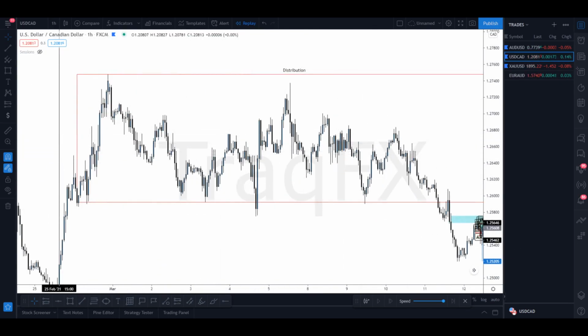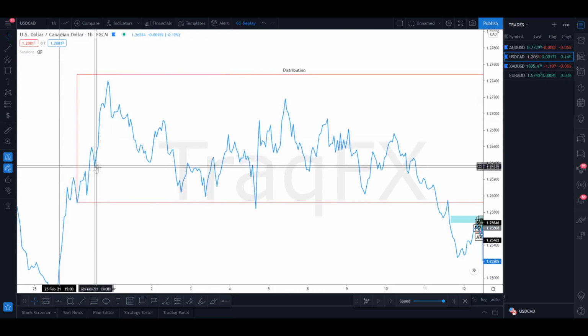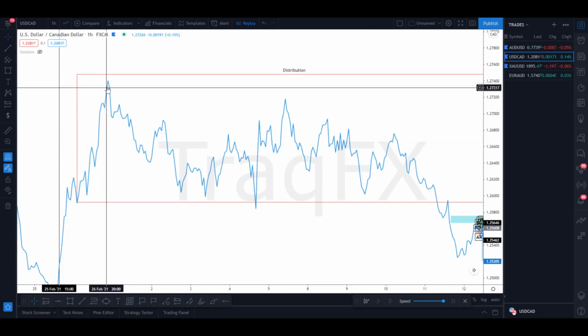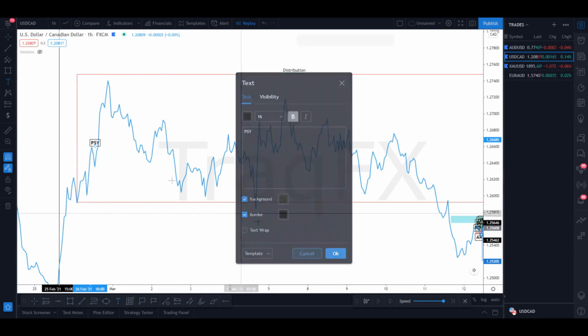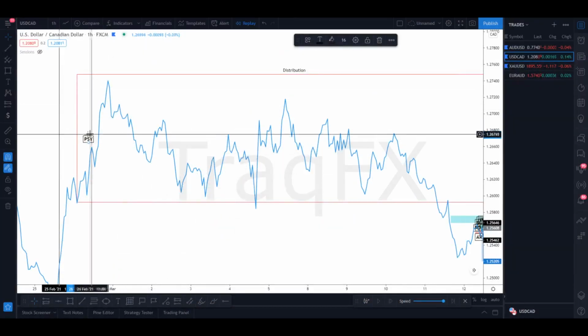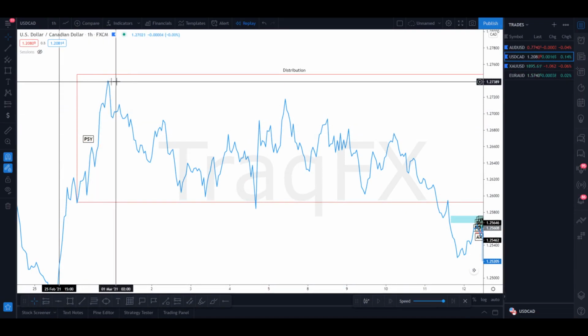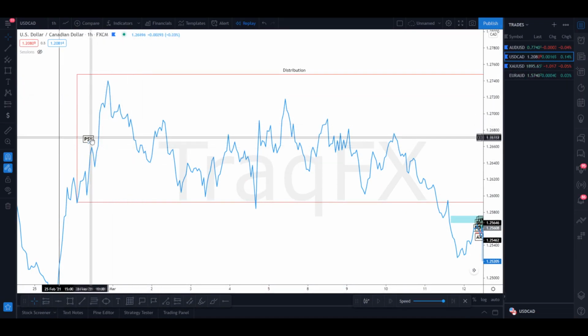So where's the PS? I can technically say that this is my PSY because this is that last move up before we had a major sell-off. And then we have our BC. So this is where the market created that buyer's climax where a ton of selling contracts started.